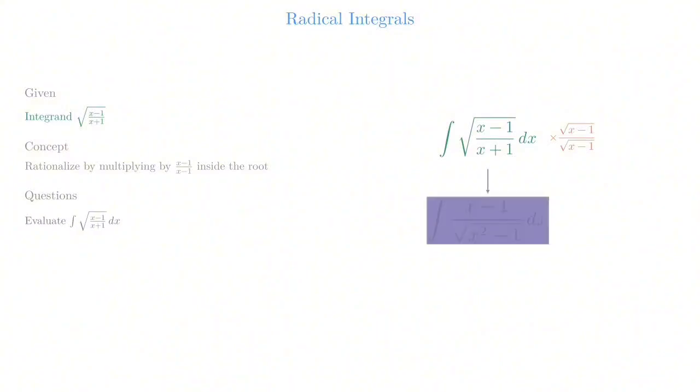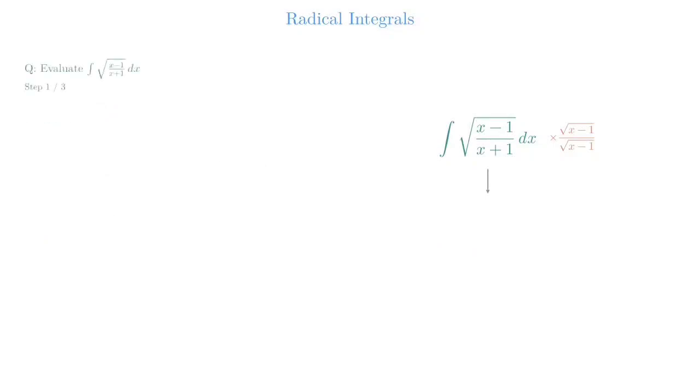Question: evaluate the integral of the square root of x minus 1 over x plus 1 dx. Step 1. We rationalize by multiplying inside the root by x minus 1 over x minus 1.